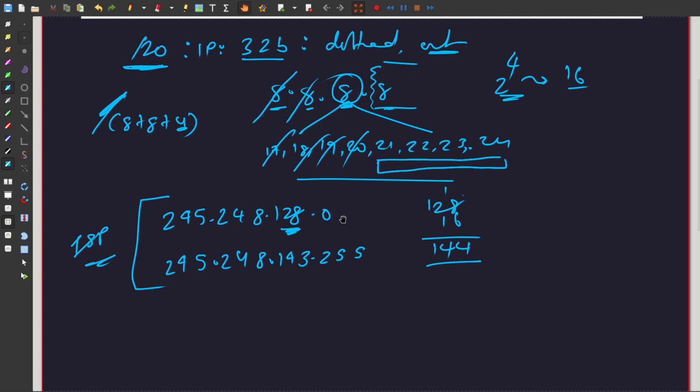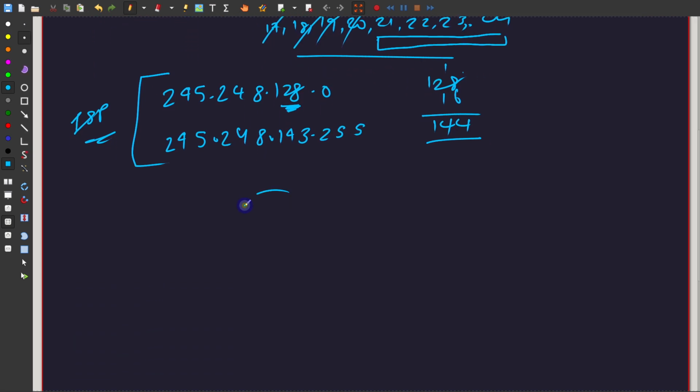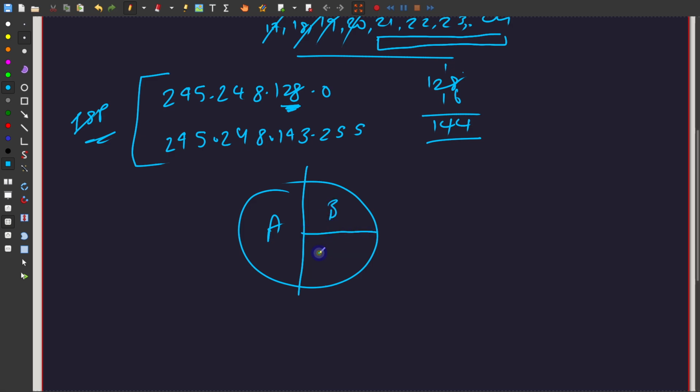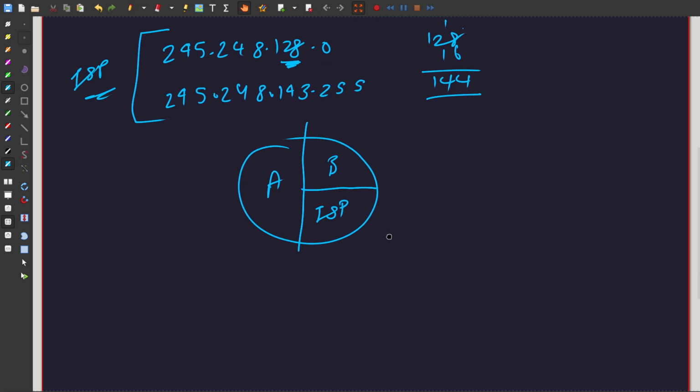And what the question is saying is, if this is the total pool of addresses that it has, it wants to give half of it to A, and then it wants to make a quarter chunk here and give this to B, and this much it wants to keep to itself, the other quarter that is left. This is what is supposed to happen.